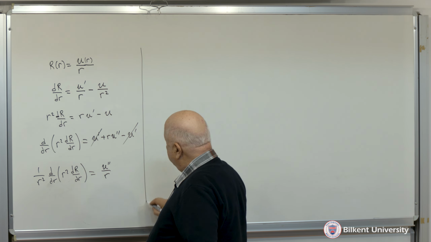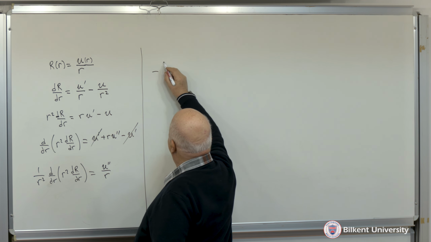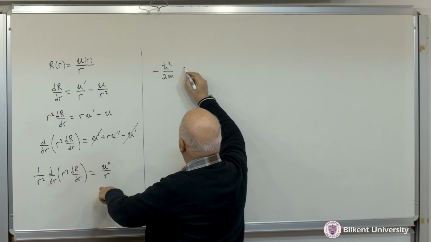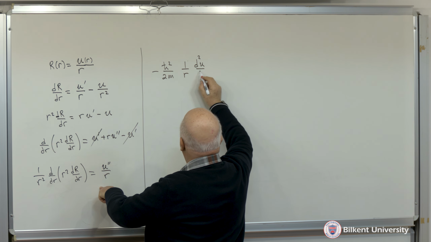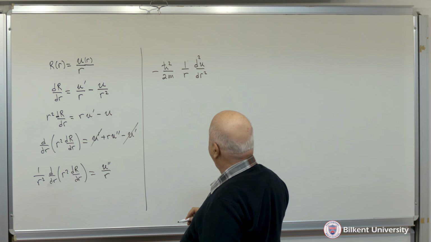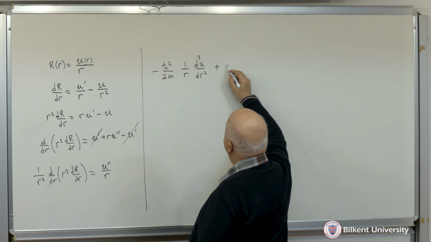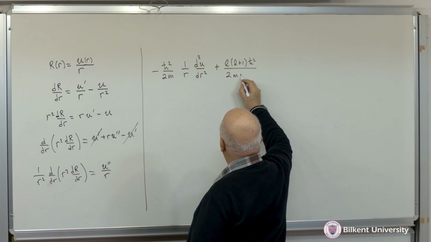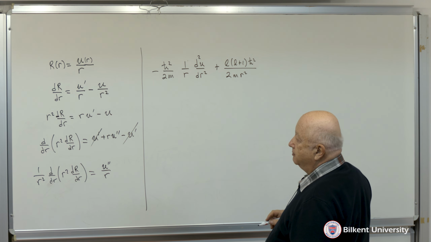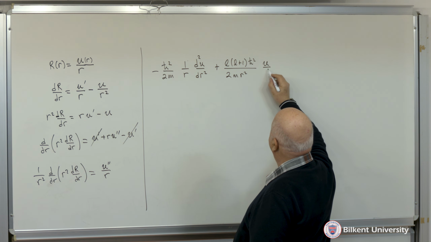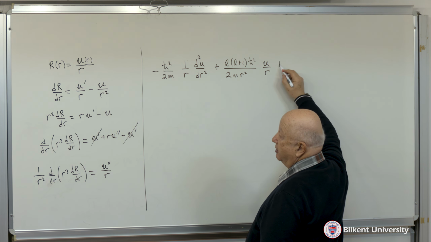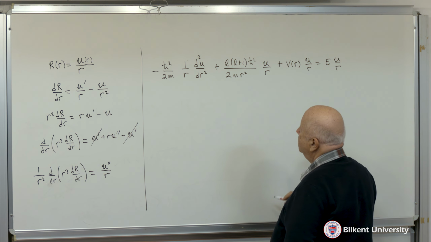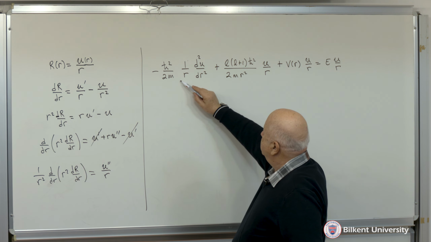So let me substitute that into my equation. So minus h bar squared over 2m, 1 over r d squared u dr squared, plus l(l plus 1) h bar squared over 2m r squared, and in place of R I'm going to put u over r, plus the potential times u over r is equal to E u over r. And you see there's a 1 over r in each one of these terms, so I just cancel them.